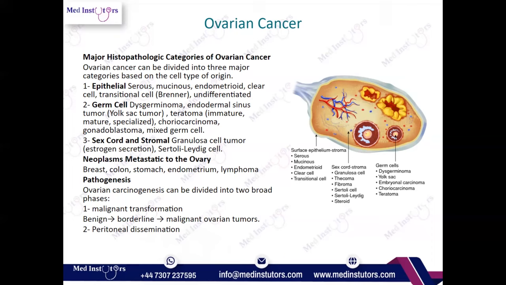And when we look at the pathogenesis, the ovarian carcinogenesis can be divided into two broad phases. One is the malignant transformation, in which initially a benign growth develops due to rapidly multiplying cells. And then it invades the basement membrane of the tissue and leads to the malignant formation. And the second phase is peritoneal dissemination. And someone was talking about this, that ovarian cancer is associated with the peritoneum. Yes, because it spreads through the peritoneum. It has a transcoelomic route of spread. So that's the second phase of ovarian cancer.